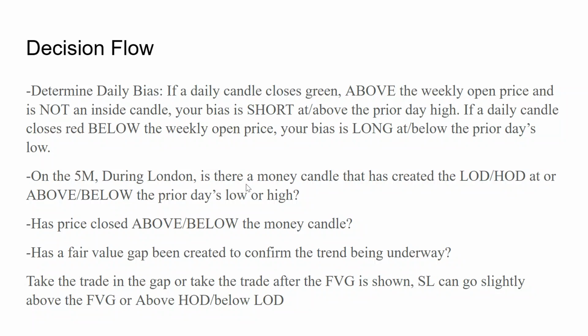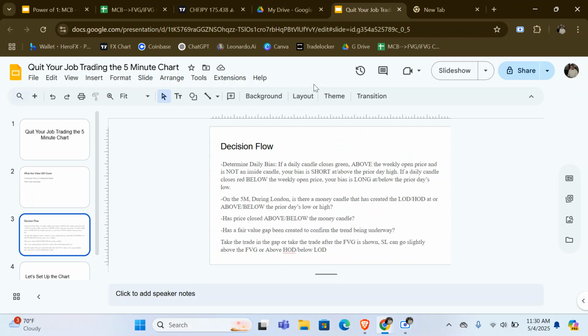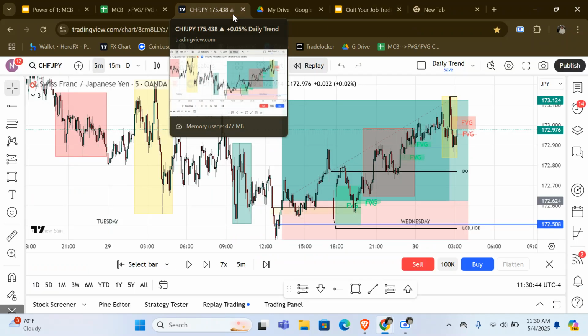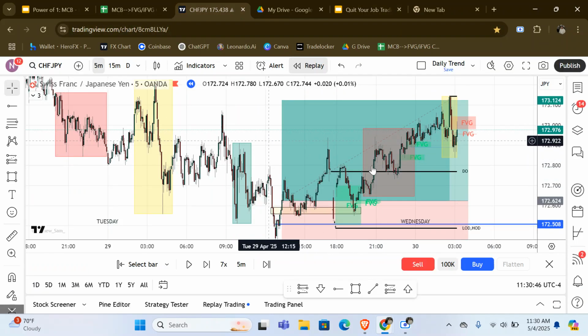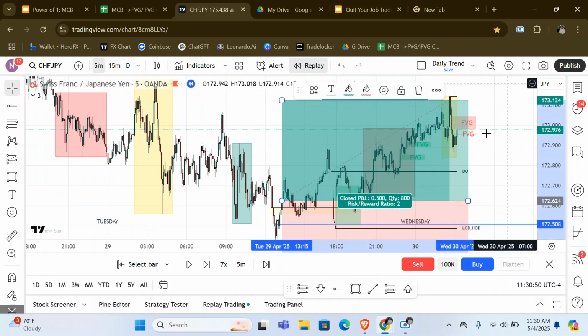On the 5-minute chart, I look for the money candle that created the low of the day. I waited for that fair value gap. In this case, it was a flipped fair value gap, or inverse fair value gap, that confirmed the trend being underway. And then I just took the trade at that point. So again, don't let these terms throw you off. A lot of people use big words to try to make themselves sound smarter than they really are. Trading doesn't have to be all complicated. I hate that. All right, let me go over that one more time just so you understand it if it's your first time seeing this.